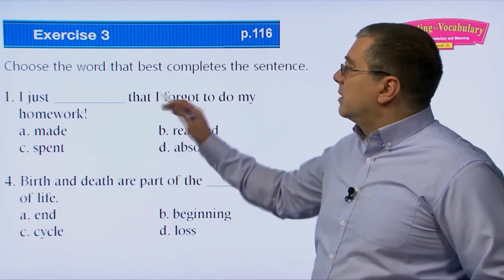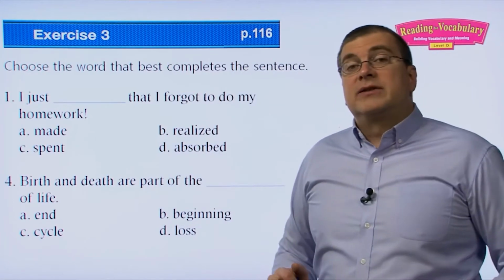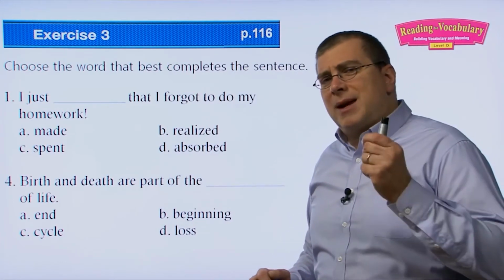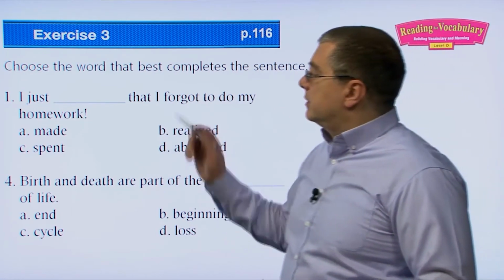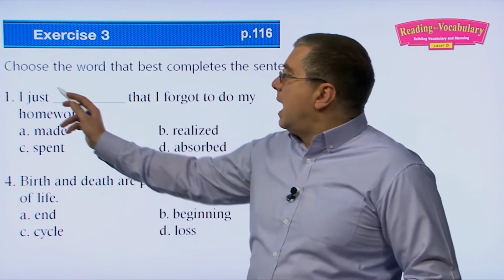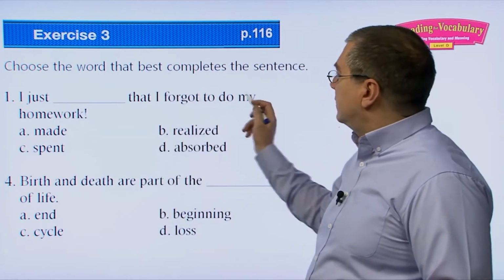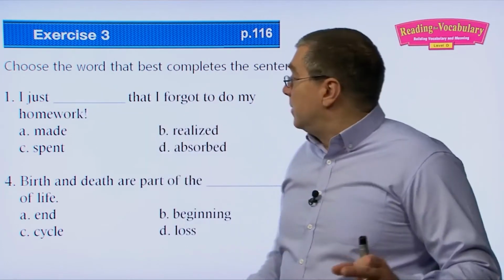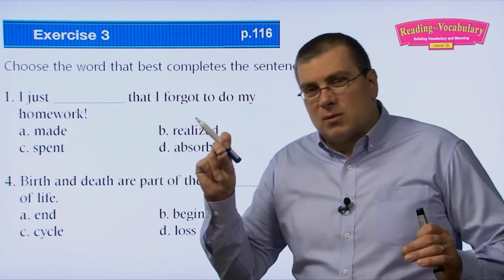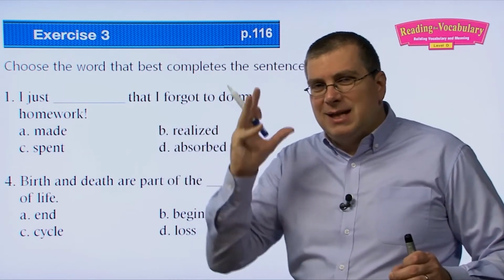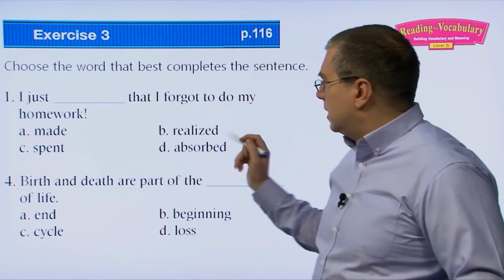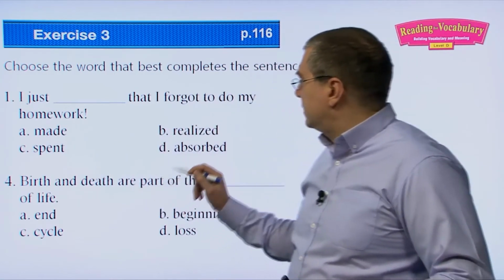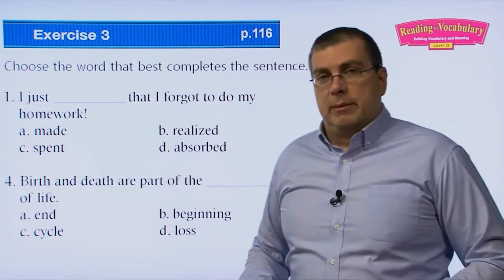Well, not next one. We need to look at the words. Let's check the words that we just learned, make sure that we remember those and how they are used. So let's go over the different problems here. Number one, I just blank that I forgot to do my homework. So you just, what? It's like you have an idea. And what is that? I just A, made, B, realized, C, spent, D, absorbed.